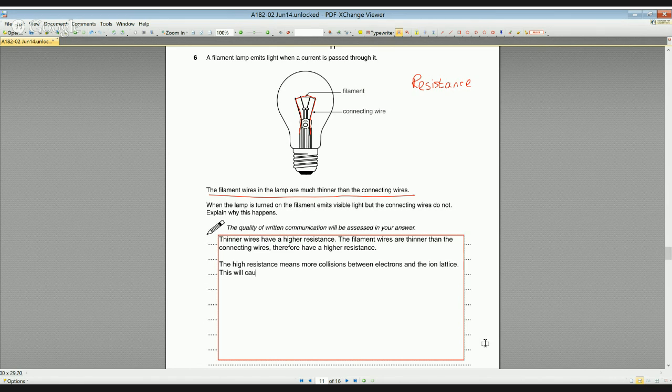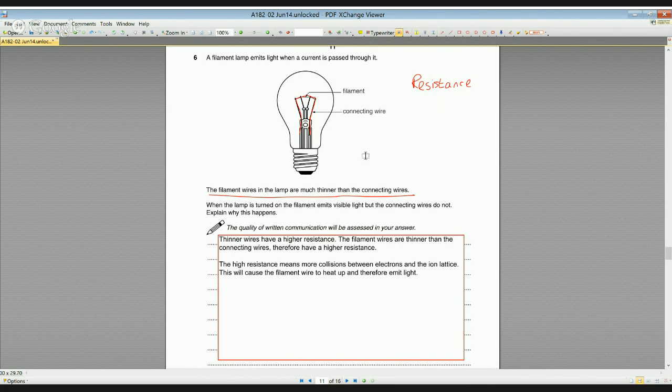This will cause the filament wire to heat up and therefore emit light. So this is how an old-fashioned light bulb works. This is why they're so inefficient. The only way they produce light is by getting so hot that they glow red hot.